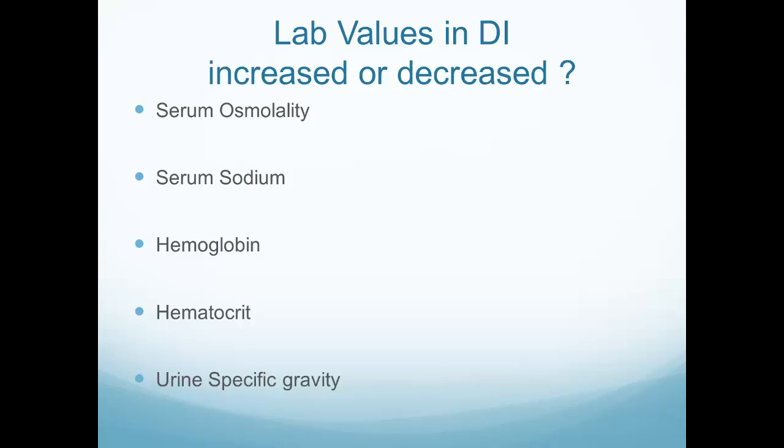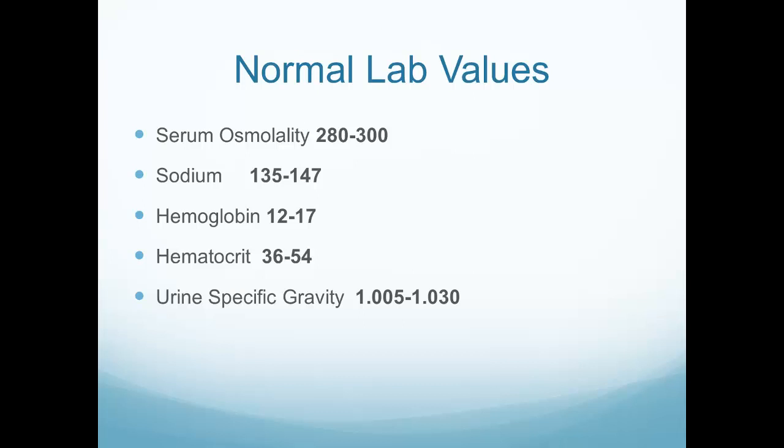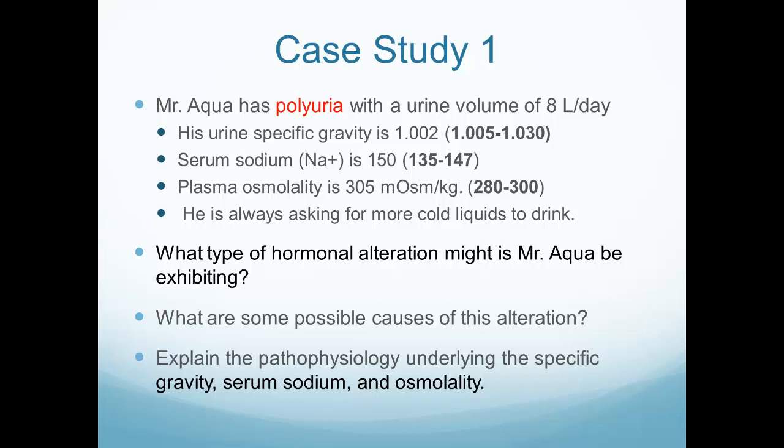We said with a water deficit, the urine specific gravity is supposed to be high as a result of the kidneys hanging onto fluid and trying to decrease the urine output so the patient can hang on to every drop of fluid that they have in the body. But instead, what happens in diabetes insipidus is we have a lack of antidiuretic hormone. So the patient's diuresing inappropriately, and they're having all of this dilute urine spilling out when it shouldn't be. So here are our normal lab values again. Let's take a look at some case studies talking about a patient with diabetes insipidus.